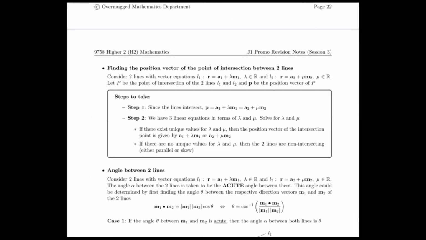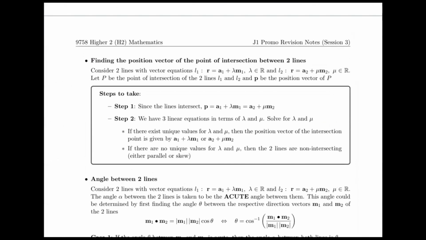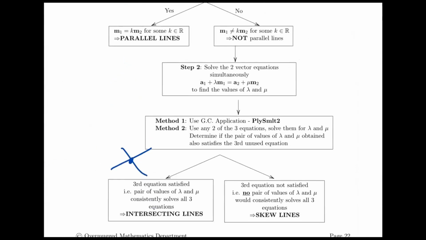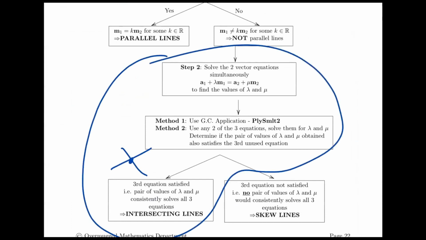Next, finding the position vector of the point of intersection between two lines. Basically, the idea is just this part. How do you find the intersection between two lines? It's just this portion of the process. Okay.